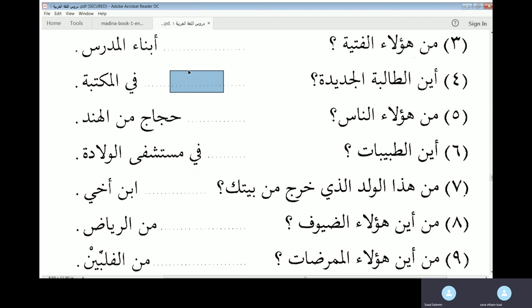Man haulai nasu? Who is this? Who are these women? People. Who are these people? Annas. Okay, who are these people? Hum hujjajun min al Hindi. These are pilgrims from India. I think haulai hujjajun. Oh. Hum. Okay, hum is correct. Hum hujjajun.